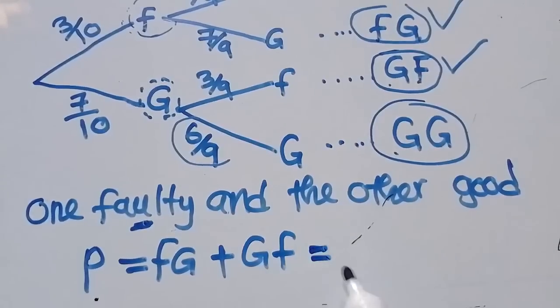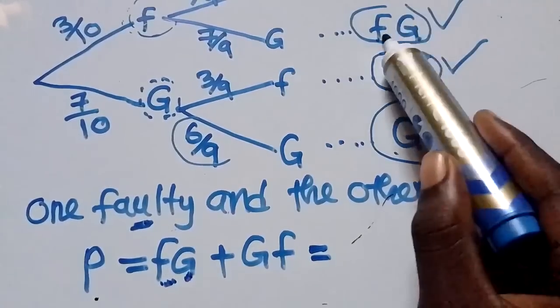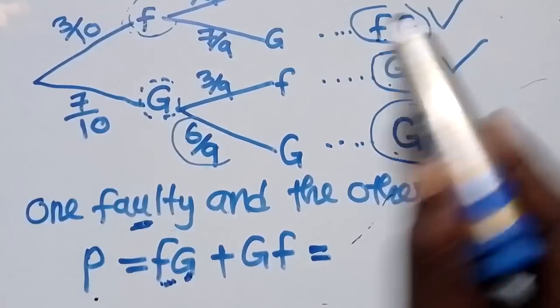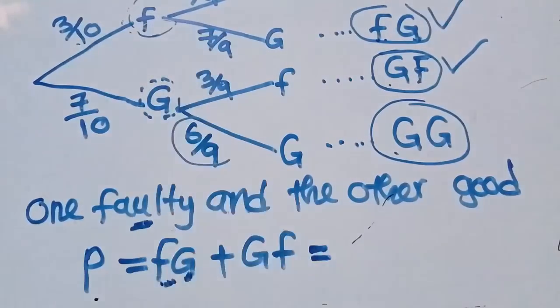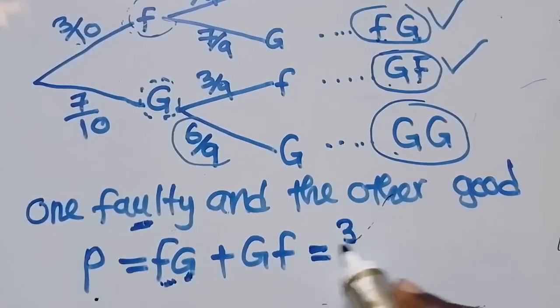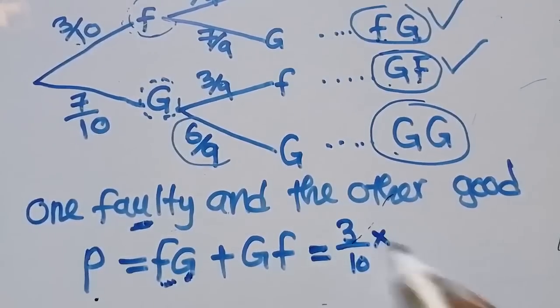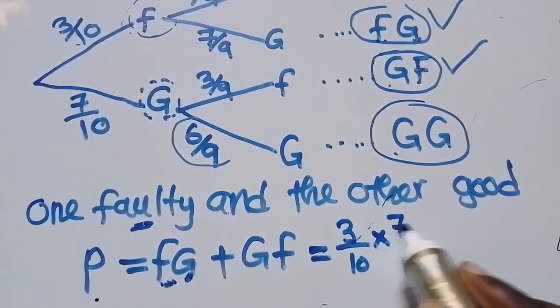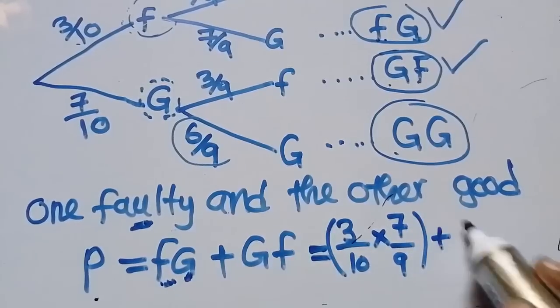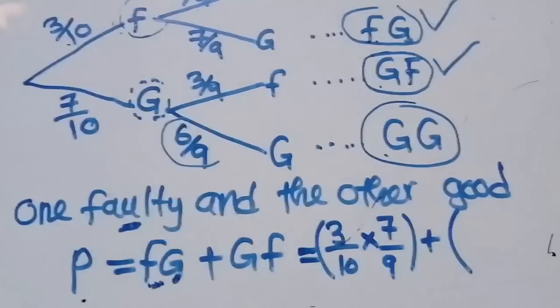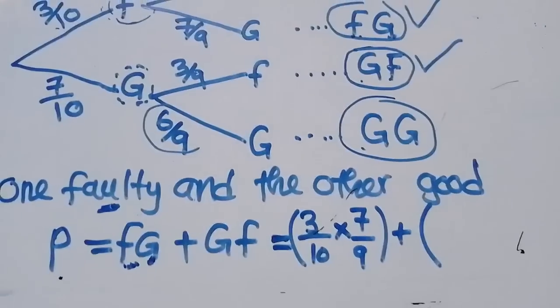This is now equal to. I multiply these two. So where are they? FG, it is there. The first F is that one, then the G is this one. So I multiply these two. I say 3 over 10 times 7 over 9. This is what I need to do. Then I say plus.